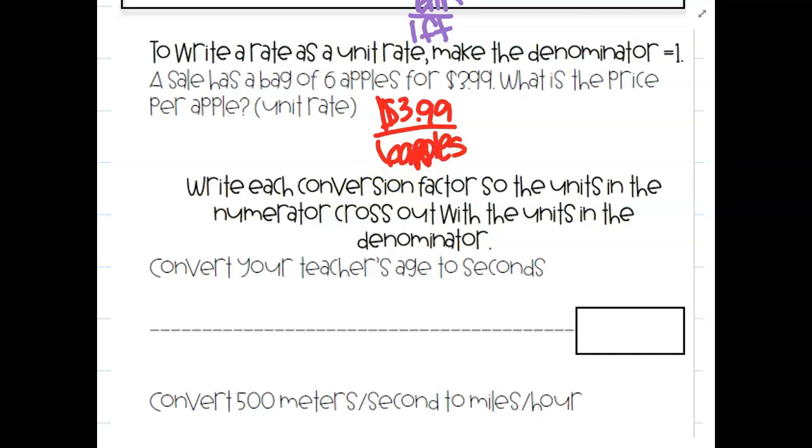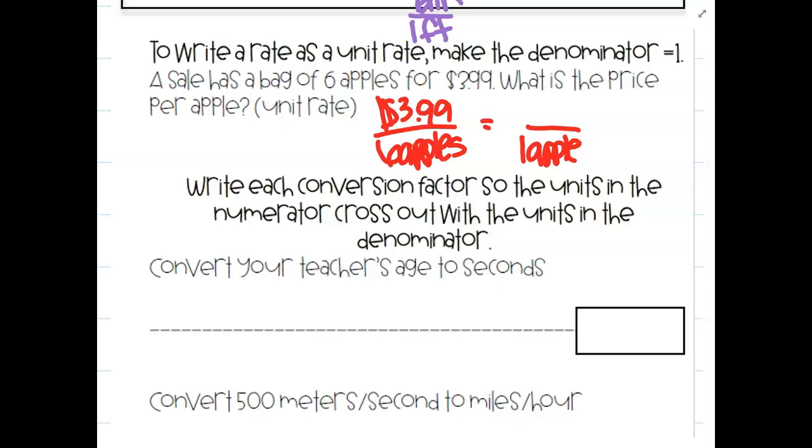Now, if it's a rate, it's very important that you include the units, okay? We don't just want to say 3.99 over 6. I want to be specific: $3.99 over 6 apples. Now, if this is a unit rate, I need that denominator to be 1 apple. So what I need to do is go from 6 to 1. Well, how do you go from 6 to 1?